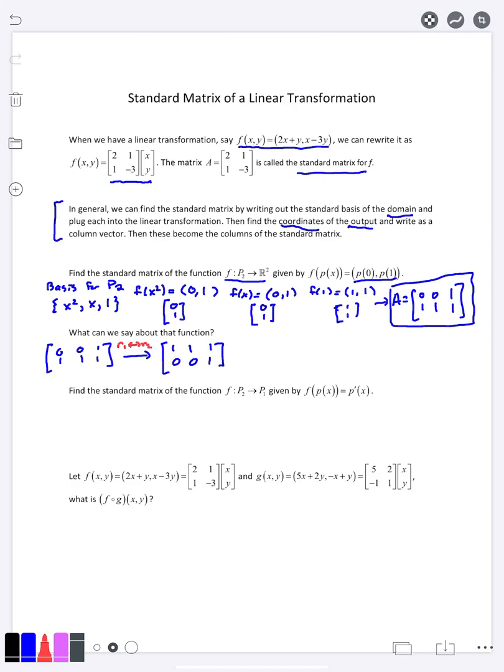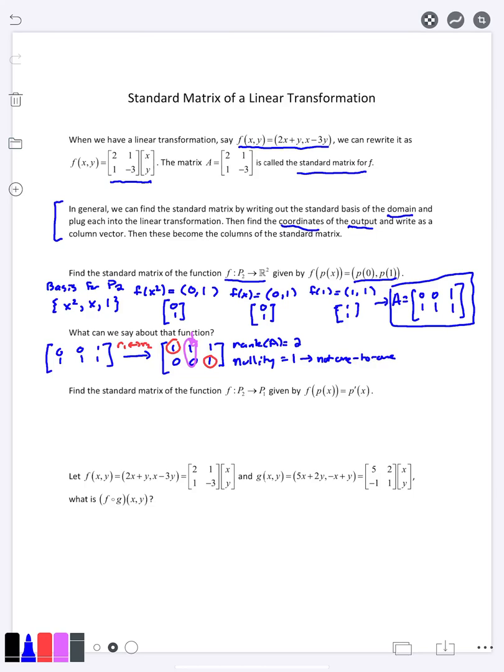And at this point in time, not much we can really do here. Notice that we have a rank of 2, and the nullity, there is one free variable here. So that means the nullity is going to be 1. So the nullity is 1. That means it is not a one-to-one function.